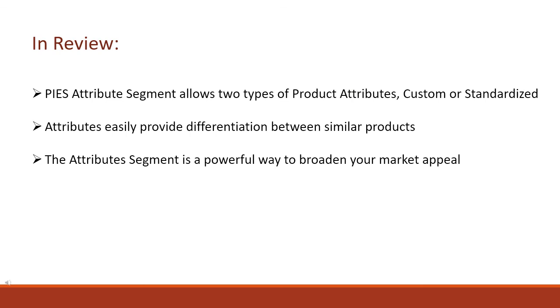In review, the PIES attribute segment is flexible, allowing two types of product attributes, custom or standardized. Secondly, attributes easily provide differentiation between similar products. And third, the attribute segment is a powerful way to broaden your market appeal, all helping shoppers who rely on this type of information to make informed buying decisions.